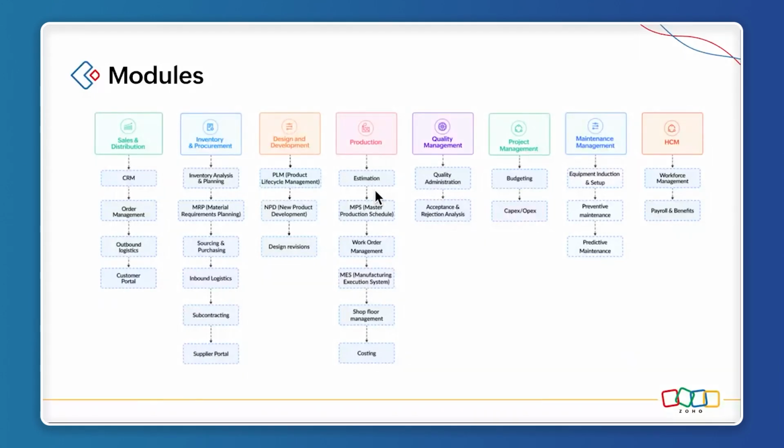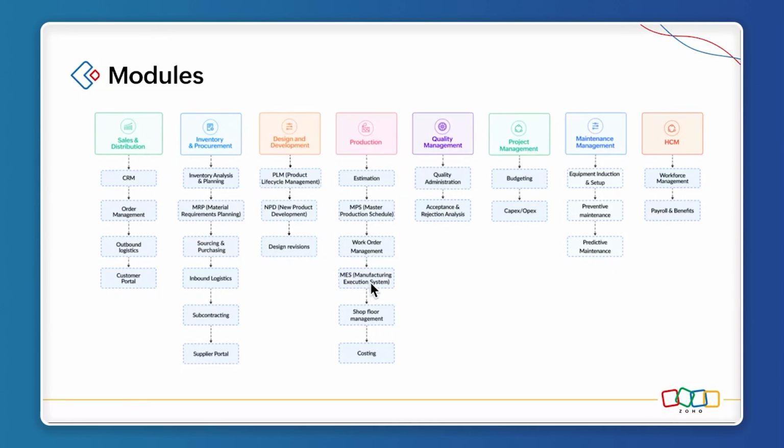In the estimation, you will be calculating the cost of the materials and the labor that are needed to do the production. And then you have the master production schedule. In the master production schedule, you will be defining the production timeline, which will be based on the demand. And then you will be creating the work order management, where you will assign tasks to the production team.